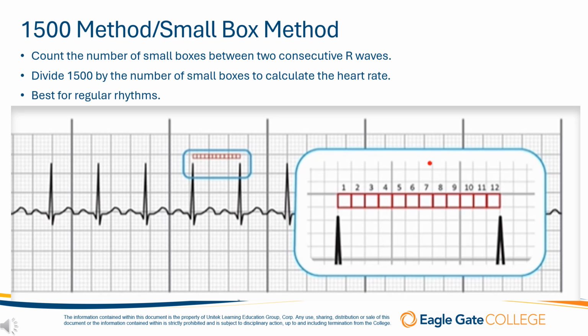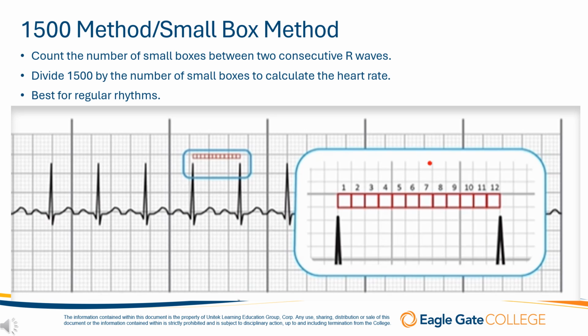It is useful for regular rhythms such as sinus rhythms because the distance between R waves is consistent. Precise heart rate calculation is crucial in diagnosing and managing conditions like tachycardia and bradycardia, where knowing the exact rate can influence treatment decisions. It's best for patients with stable regular heart rhythms, where the R to R intervals are uniform.